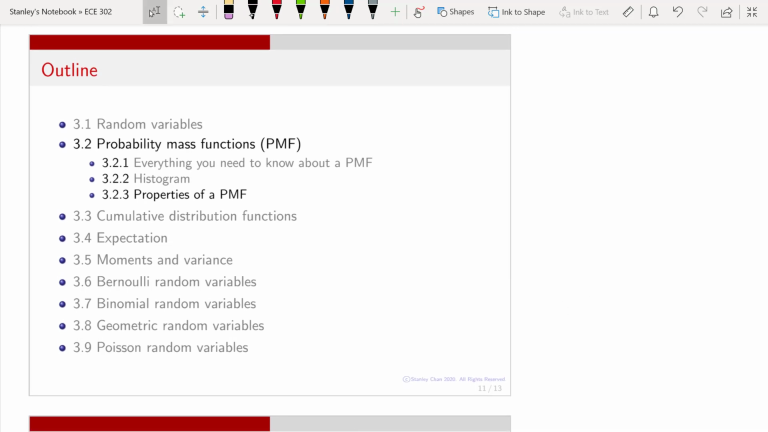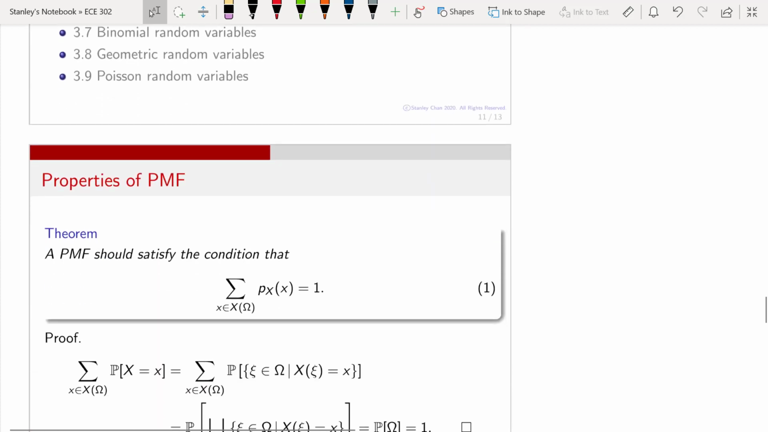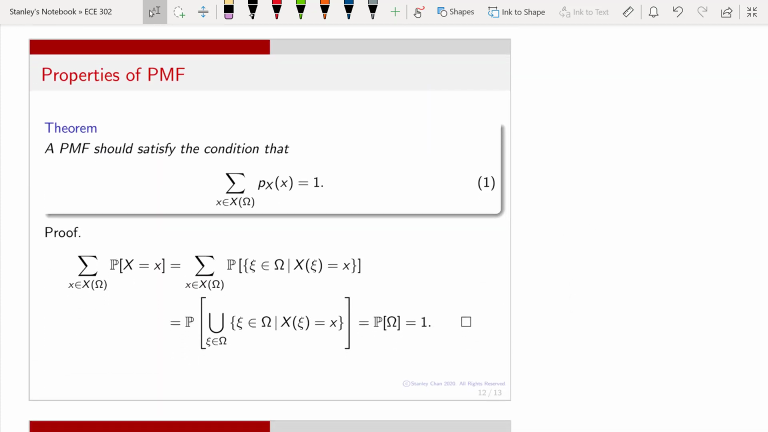So now we go to the third part of today's lecture. Here I will talk about some properties of a probability mass function. The basic property of a probability mass function is that if you sum over all the possible states, it has to give you 1. Now, why is this true?